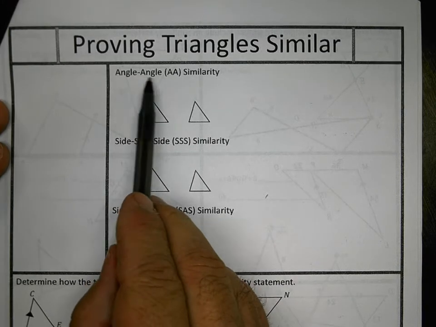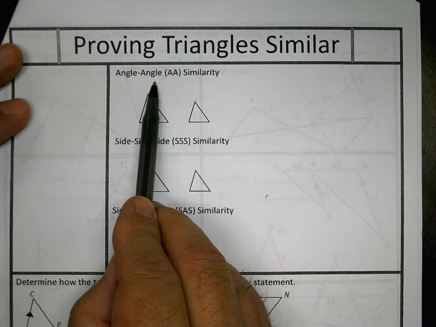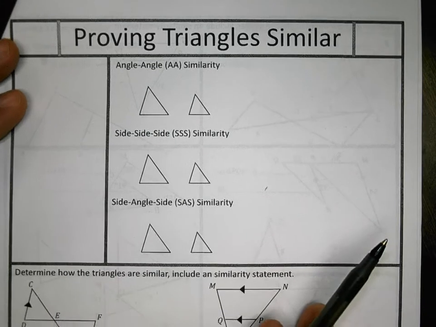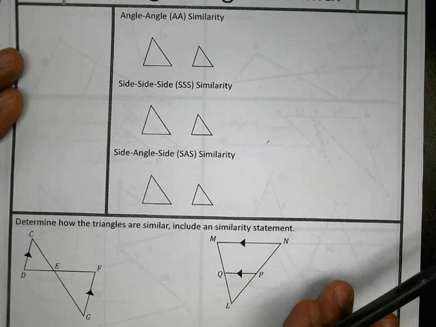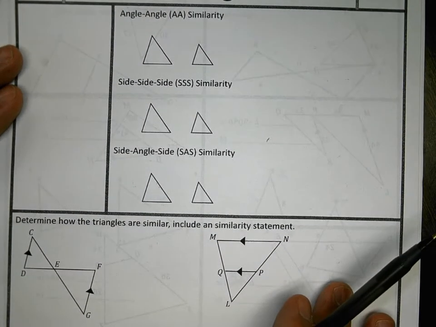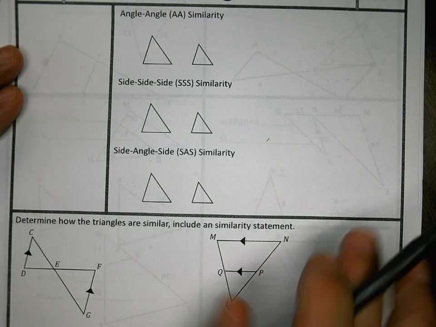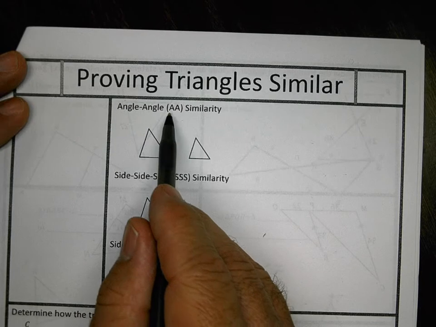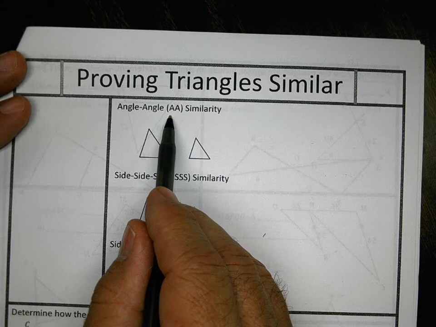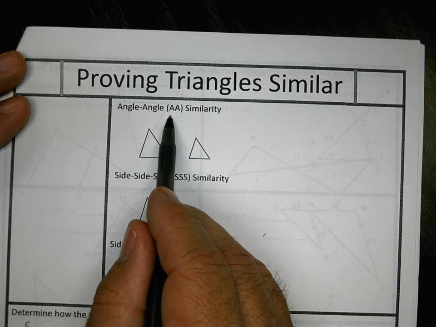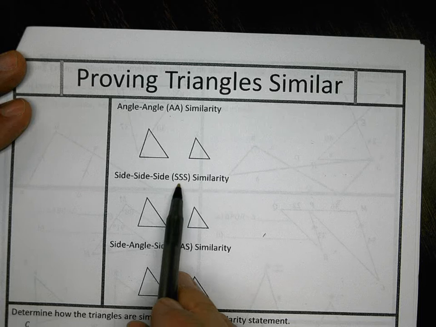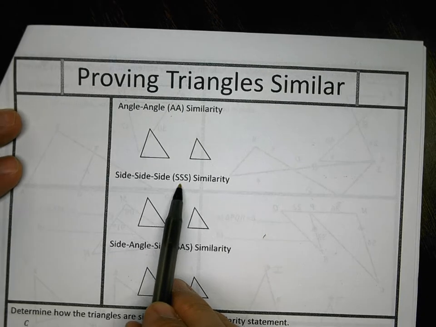We have angle, angle similarity. We have side, side, side similarity. And we have side, angle, side similarity. Now, please keep in mind, when we talk about angles, the angles have to be congruent. Corresponding angles are congruent in similar triangles. And when we talk about sides, they have to be proportional. Okay, so it's a little bit different here.